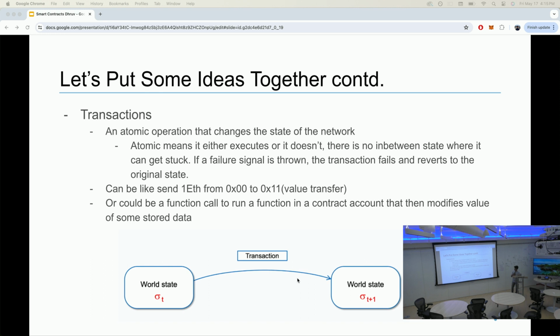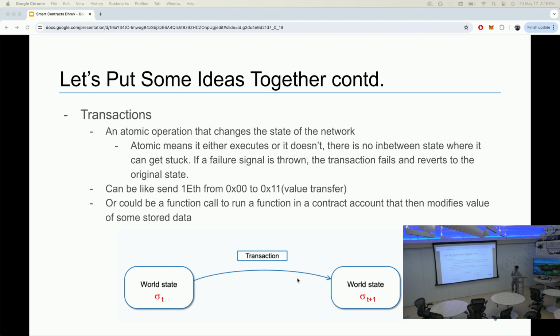So if some function or some smart contract is executing and then some error occurs, that transaction is going to fail and the system is going to revert to the state before the transaction started. So you can either have something succeed, and when you're going from one state to the next, it's going to be the endpoint of the transaction succeeding. Or if something fails, it can't get stuck somewhere in the middle of the program execution or the operation.